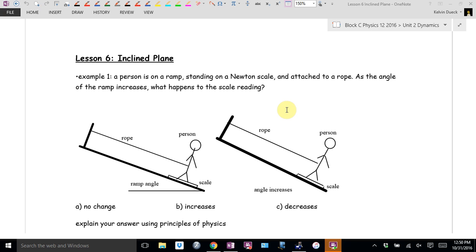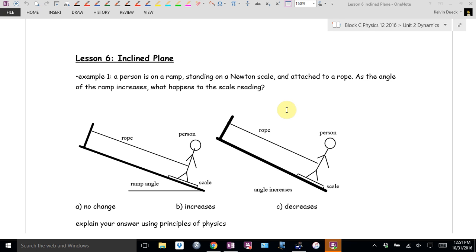Today, we're going to incline things. We're going to try and see if we can reason our way to certain patterns. Example 1: suppose a person is standing on a ramp. And in fact, on the ramp, they're standing on a scale. Let's make it a scale that measures in newtons, not kilograms. And they're attached to a rope. As the ramp gets steeper and steeper, as the angle increases, what happens to the scale reading?